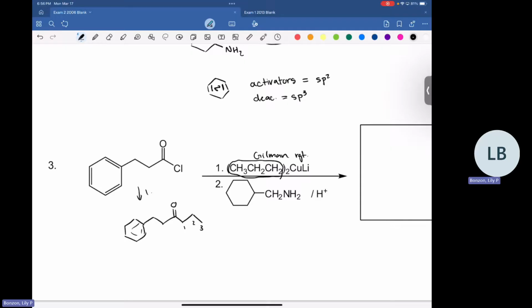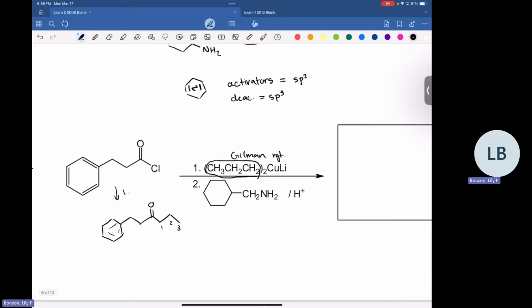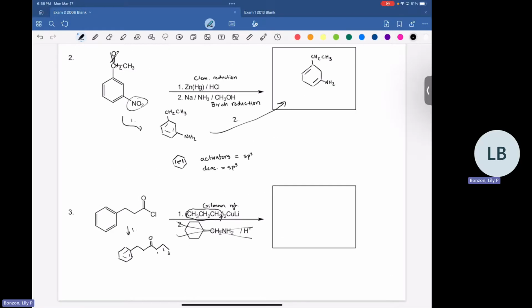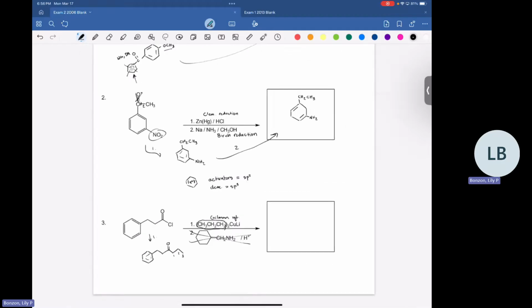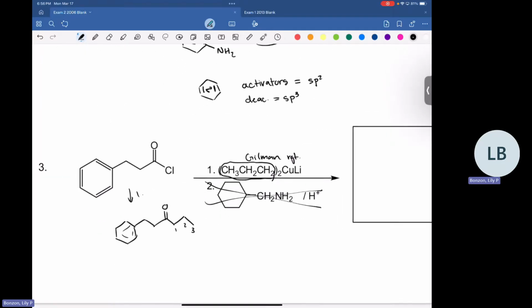This next reaction we have not learned yet, so I am going to skip it. I think this was from a previous year where she actually went straight to chapter 19 instead of skipping over it to go to the ketones and aldehydes. So I'm just going to skip that one for now because you don't know yet. Any questions on the Gilman reagent? Okay.